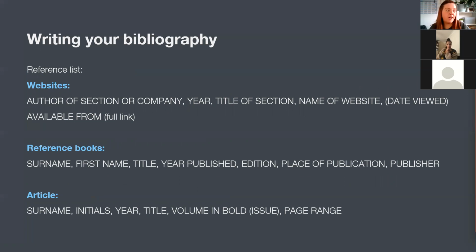CII do prefer Harvard style referencing. There's loads of information about this online, about Harvard style. You can see here there's an example of what it should look like for websites, for books, and for articles. You don't have to put all of that into your assignment. For this website, you could just put www.cii.co.uk, for example, and then put the full website, including the page and the date, at the end.